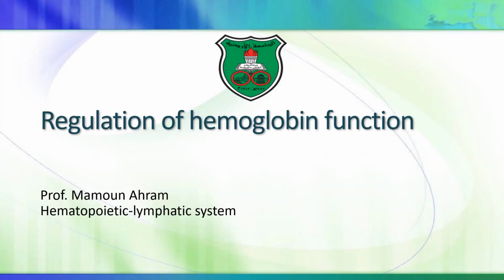Assalamu alaikum. So this is the second lecture of biochemistry in the hematopoietic lymphatic system, and in this lecture we will continue talking about hemoglobin, and here we'll talk about regulation of hemoglobin function and the different allosteric effectors that regulate the switching between the T state of hemoglobin and the R state of the molecule.